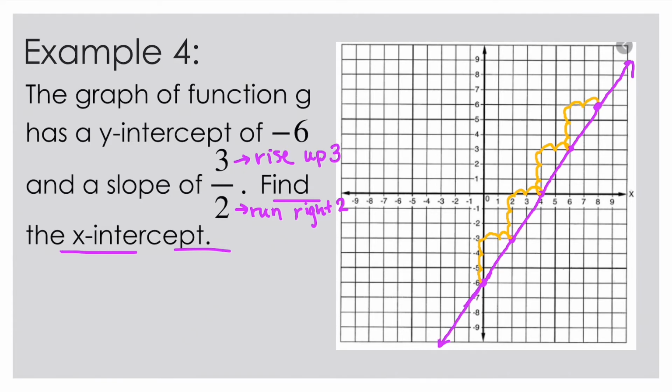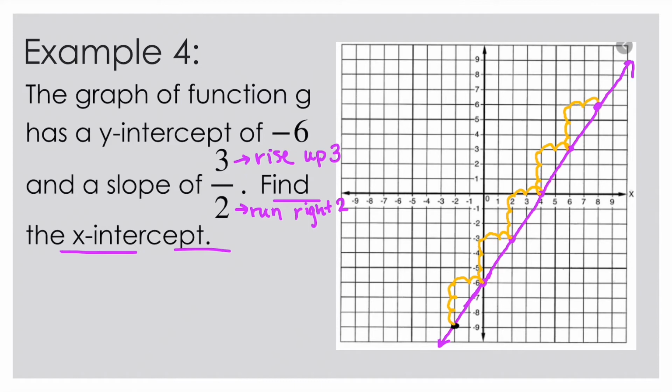Okay. And if you notice down here, we've got another point. How do I get to that one? We go left, 1, 2, and down, 1, 2, 3. So the exact opposite of up 3, right 2. To get to our backwards point, we have to go down 3 and left 2.